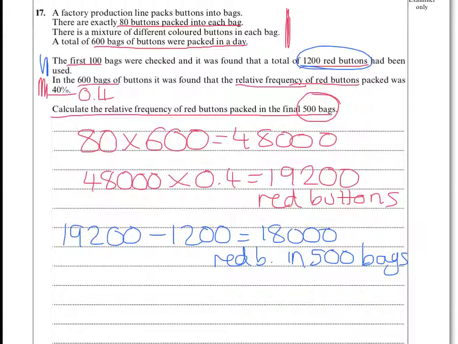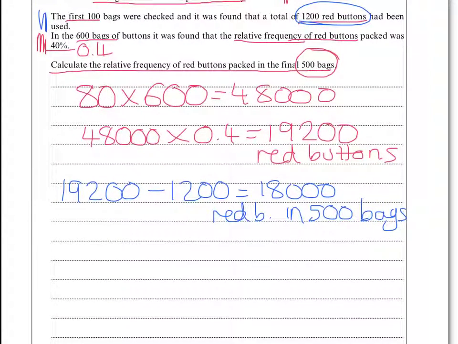Now, to find the relative frequency of the red buttons in these 500 bags, we need to do how many red buttons divided by the total number of buttons in those 500 bags. So we know how many red buttons there are. To find out how many buttons in total there are in the 500 bags, we do 80, which is the amount of buttons in one bag, multiplied by 500, which is 40,000.